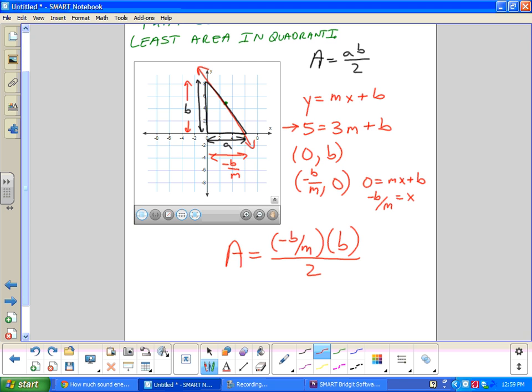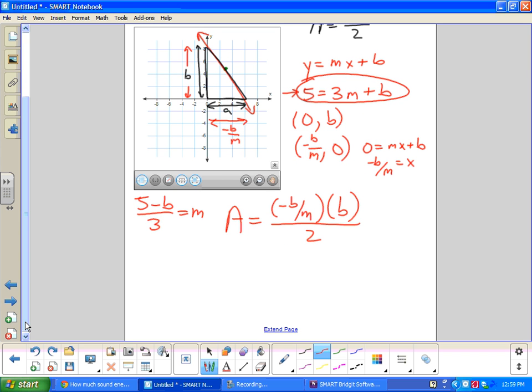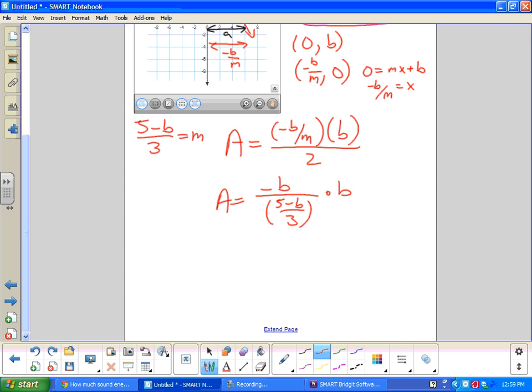Now, again, I can't optimize the equation with m and b. I have this little equation with the point. And I think I'm going to solve for m because I do not want, I have 2 b's already. So I'm going to solve for m here, and I'm going to get 5 minus b all over 3 is going to equal m. Well, I can plug that into this equation. And if I do that, I get A equals negative b over (5 minus b over 3) times b all over 2. All right, we got some cleanup to do.